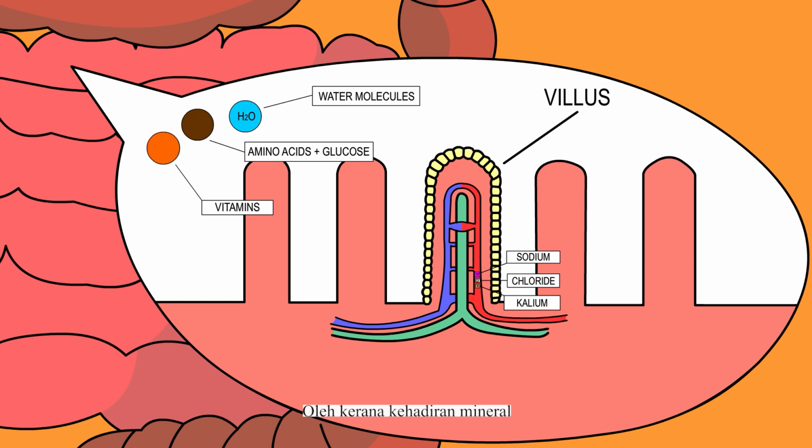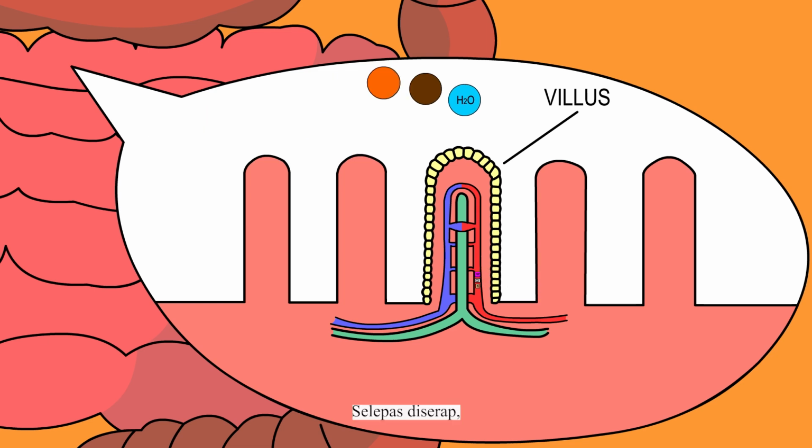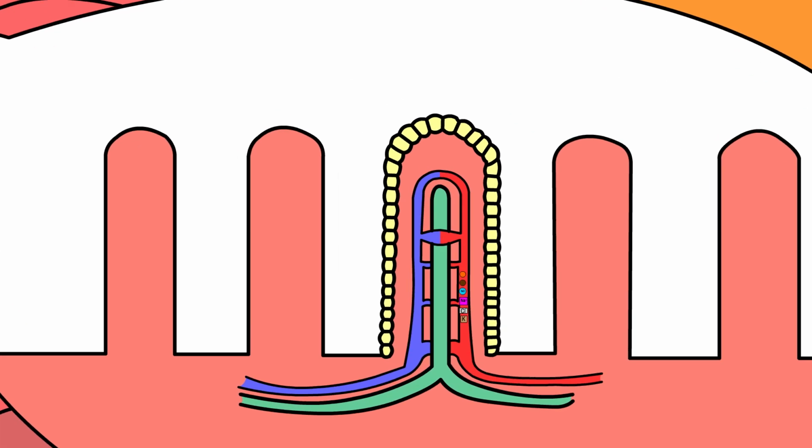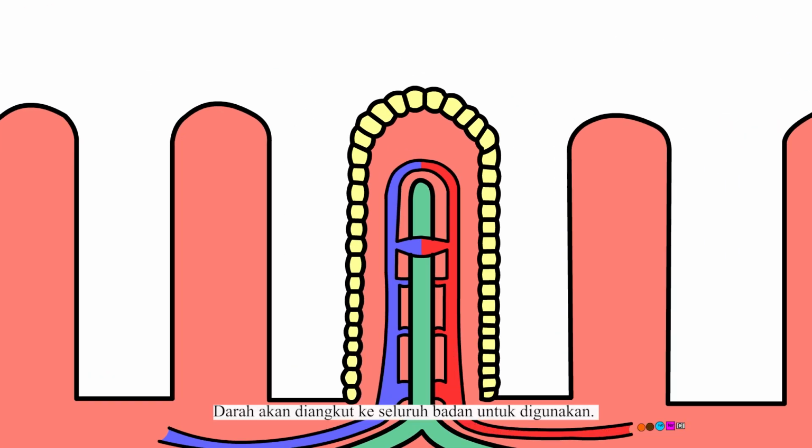Due to the presence of these minerals in our blood, the osmotic pressure will be high, leading to more and more water to be absorbed into the blood capillaries. After being absorbed, water, glucose, amino acids, and vitamins will combine with the minerals and become part of the plasma. Blood will be transported to the whole body to be used.